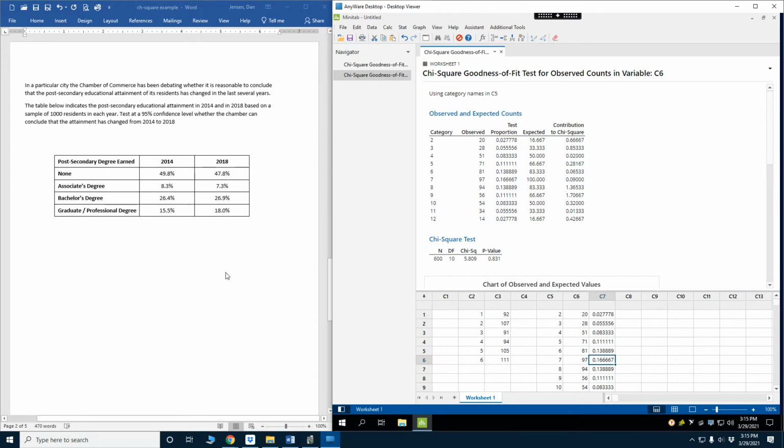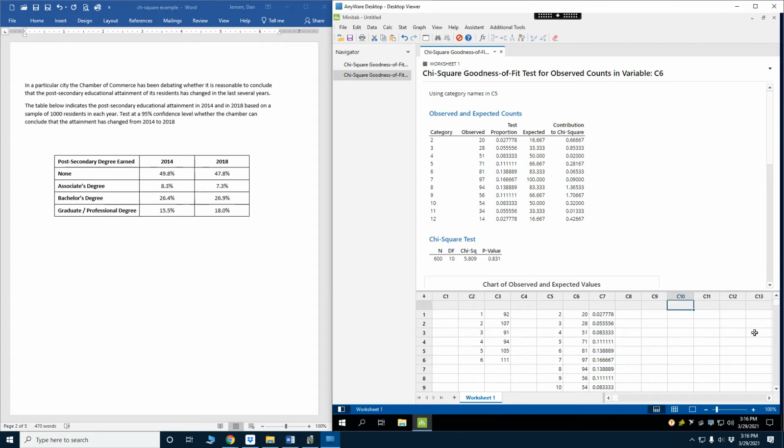Another example. In a particular city, the Chamber of Commerce has been debating whether it is reasonable to conclude that the post-secondary educational attainment of its residents has changed in the last several years. The table below indicates the post-secondary educational attainment in 2014 and 2018 based on a sample of 1,000 residents in each year. Tested at a 95% confidence level, can the chamber conclude that the attainment has changed from 2014 to 2018?